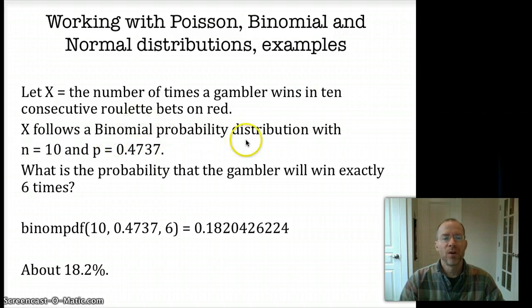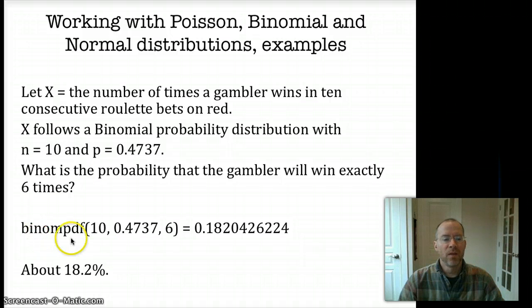And X follows a binomial probability distribution with n trials, 10 trials rather, n equals 10. And the probability of success on each trial is 0.4737, the probability that a bet on red is going to win. What's the probability the gambler will win exactly 6 times? So binomial probabilities give you the probabilities of getting a certain number of successes in a fixed number of trials.